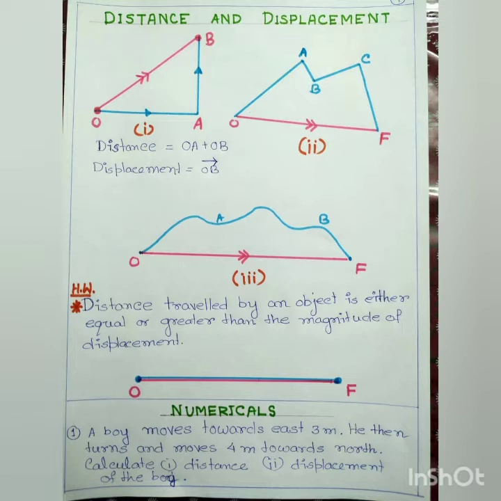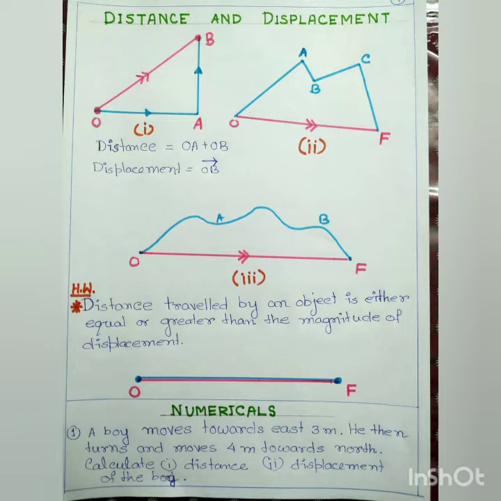Is it clear? So only for the straight path, the distance and displacement magnitudes will be the same. But for any other situation, the displacement will be less than the distance. Is it clear? Now let us solve some numericals regarding distance and displacement.